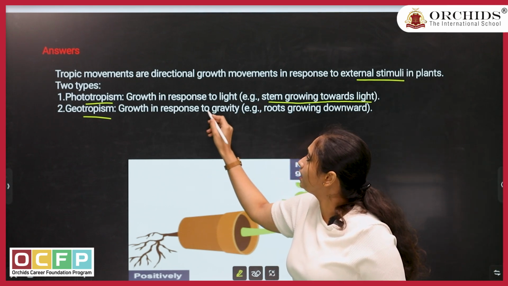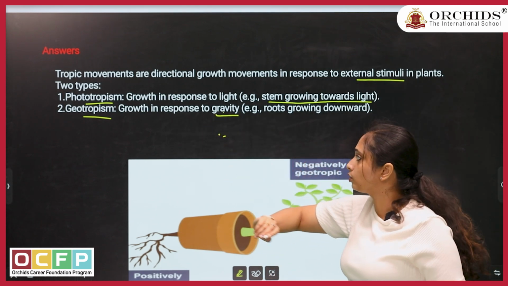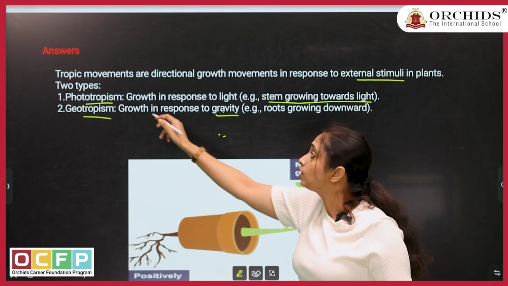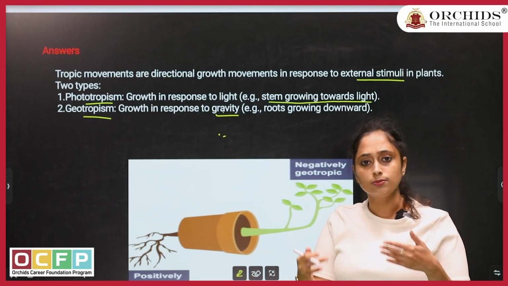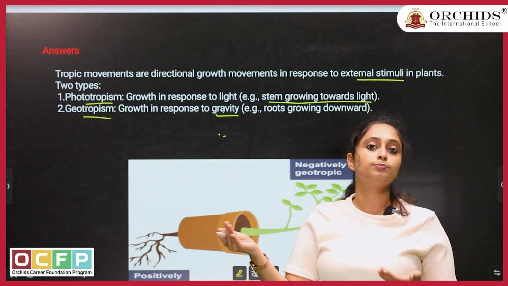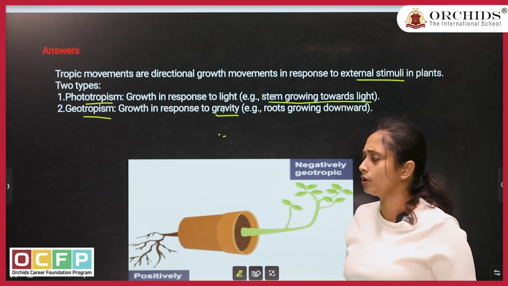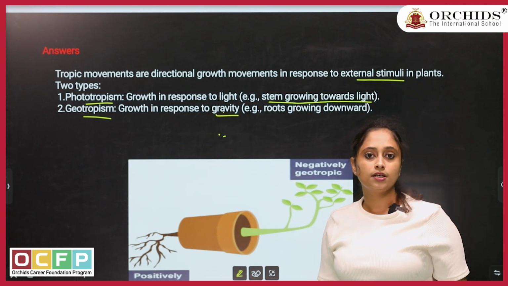So growth is in response to gravity. In the explanation of phototropism and geotropism, you can write growth in response to gravity. Otherwise, it is a movement which takes place in the direction of gravity, in response to gravity. Such a movement we can consider geotropism.